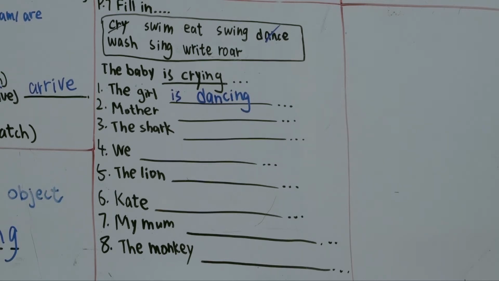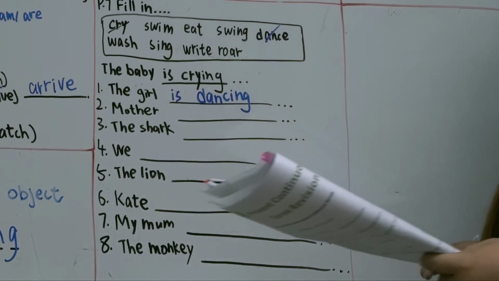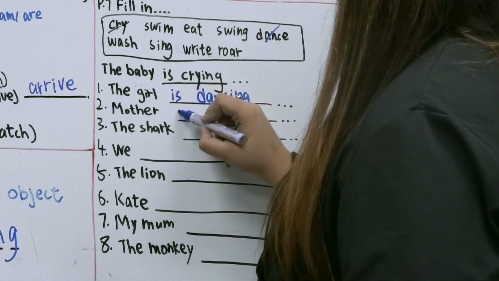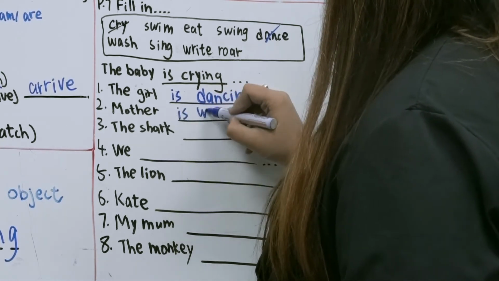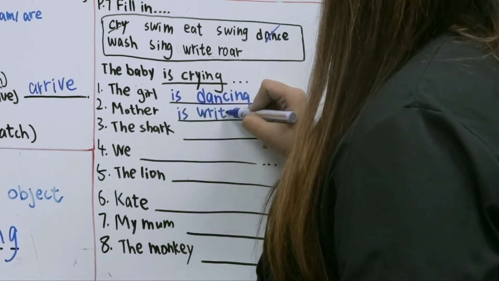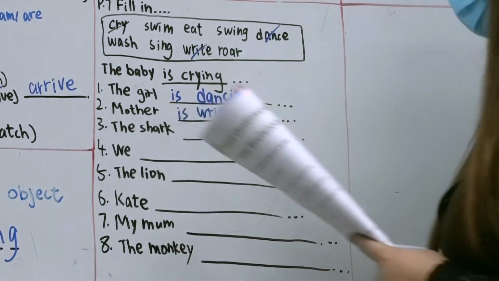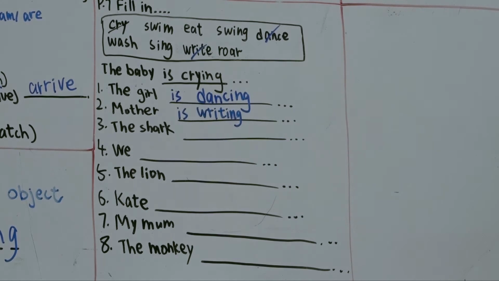Mother space a letter to Aunt Mary. Right, very good. All you can do with a letter is write. So it's writing. Very good. Pay attention to your writing.